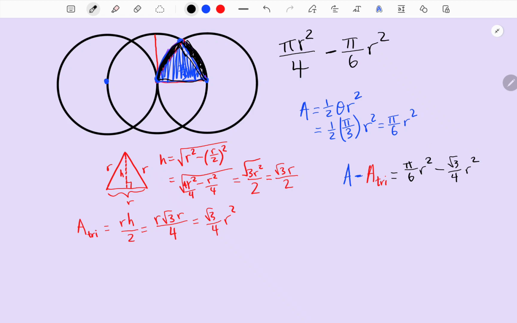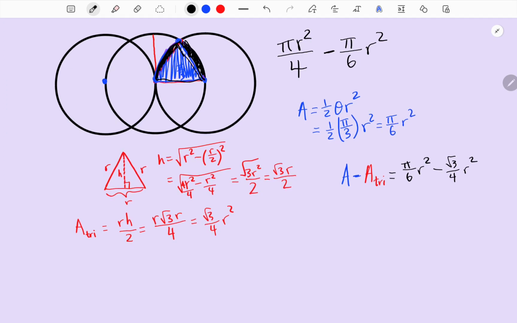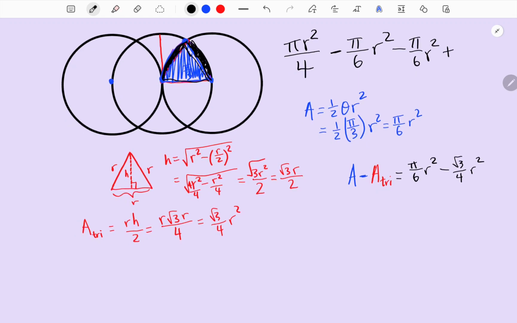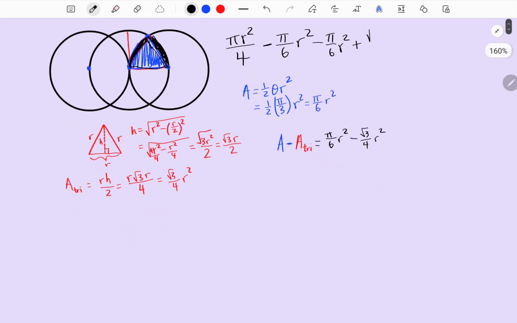So what we're going to do is subtract this whole entire quantity. So there's going to be brackets around it. So I'm just going to distribute the negative sign. So subtract pi over 6 r squared, but then I'm going to add square root of 3 over 4 r squared.